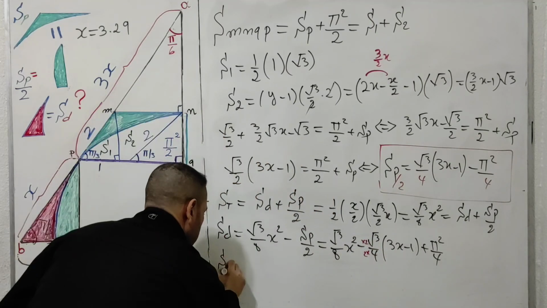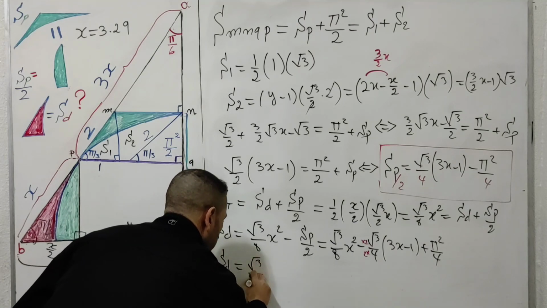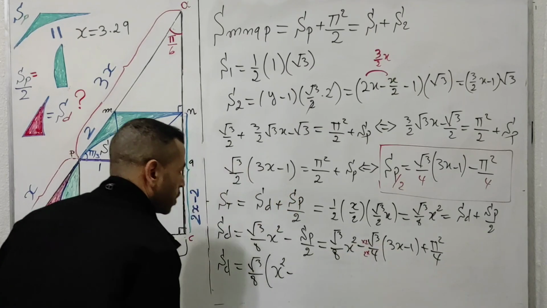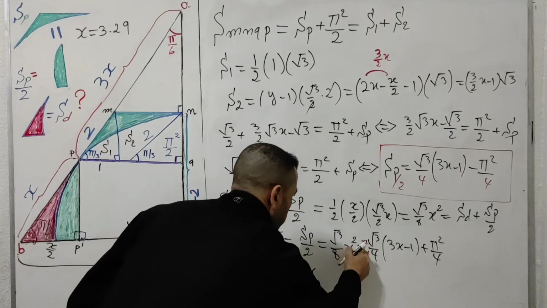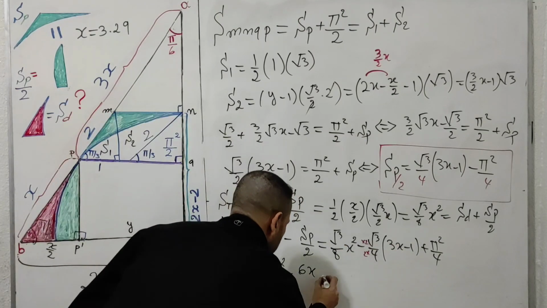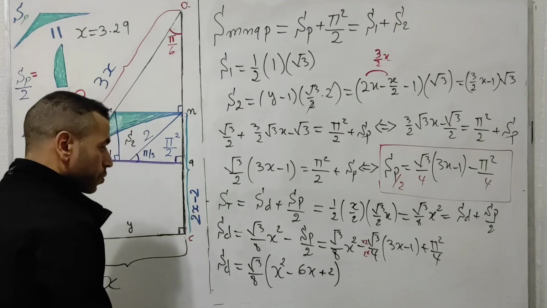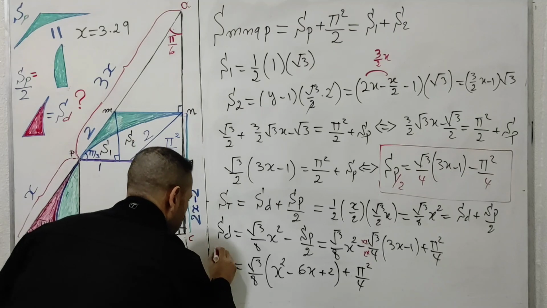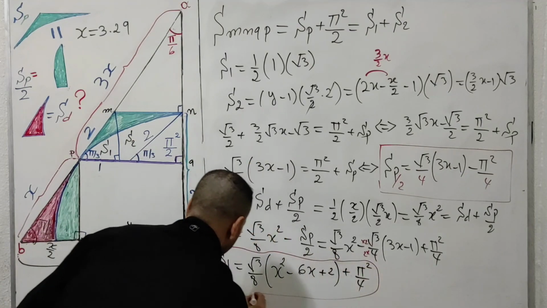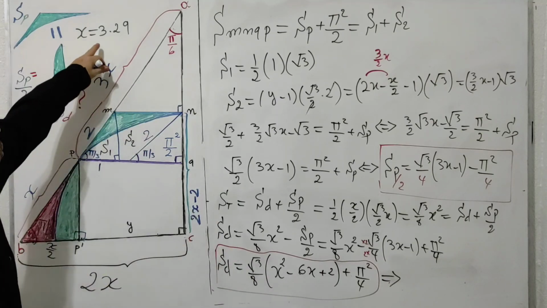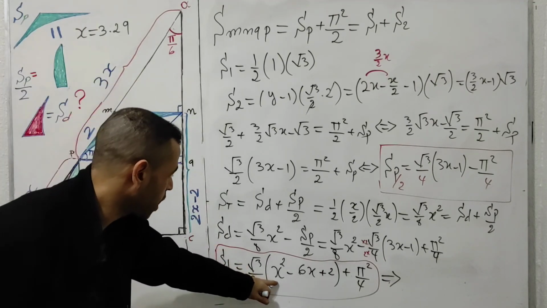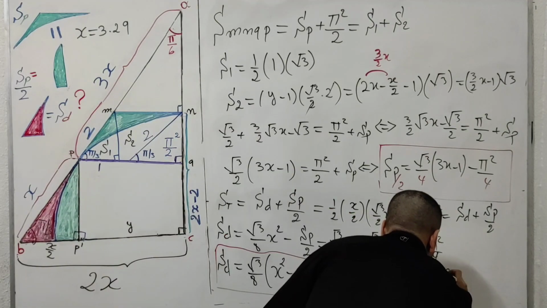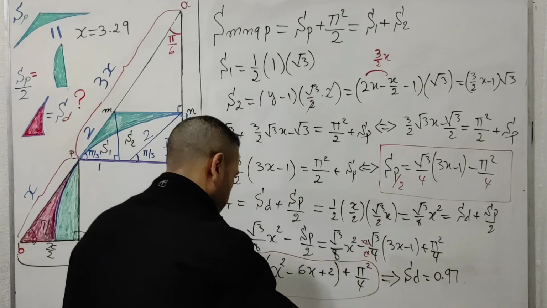I will get SD equal to square root of 3 over 8 multiplied by x square minus 2 multiplied by 3x, giving us minus 6x, minus 2 multiplied by minus 1, giving us plus 2, plus this term pi square over 4. Here is the expression of the shaded area, which is in the red. We already calculated x, which is 3.29. After replacing x with 3.29, you find SD equal to 1.97. Okay, I have done with this problem.